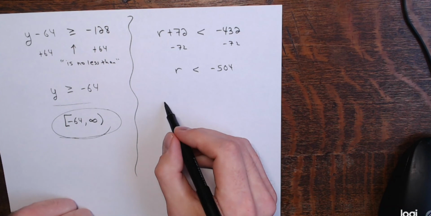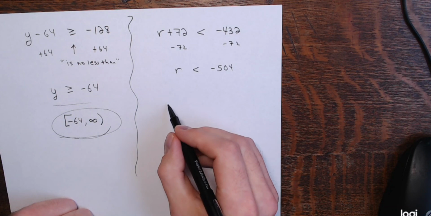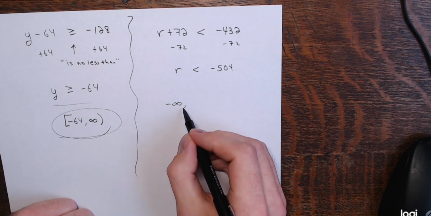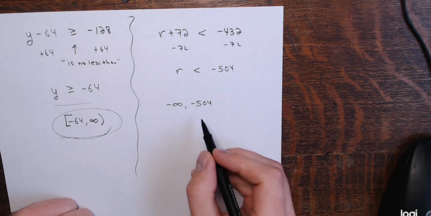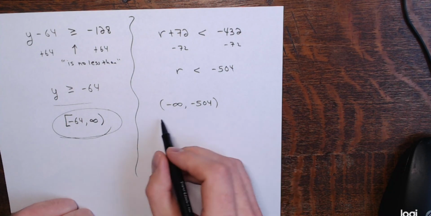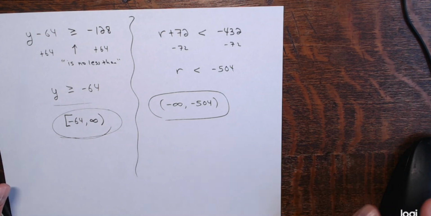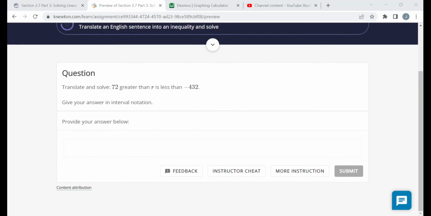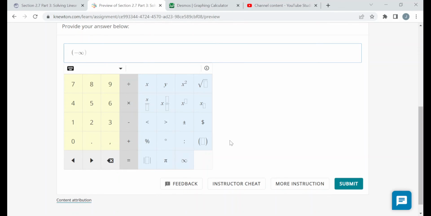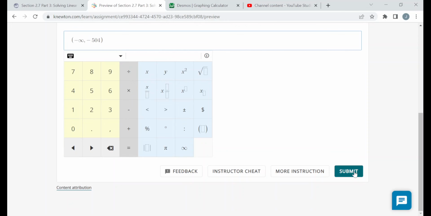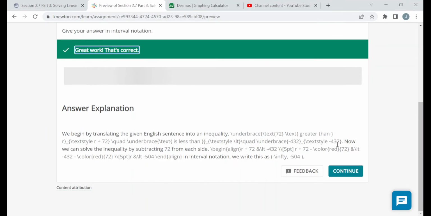So that's everything. You always go low to high, left to right on the number line with your interval notation. That'd be everything from negative infinity up to negative 504, and then parentheses on both of those, because neither one of them is a solution to the inequality. So parentheses, negative infinity, comma, up to negative 504, and then close the parentheses. Negative 504 is not a solution.